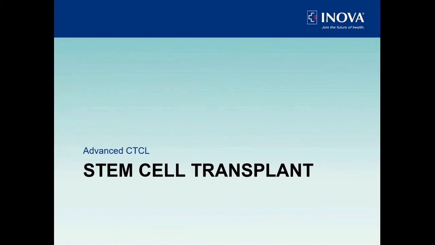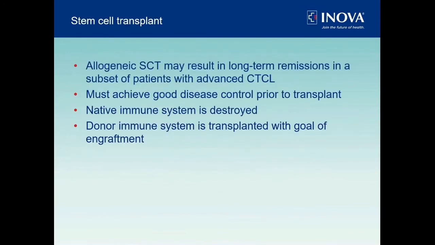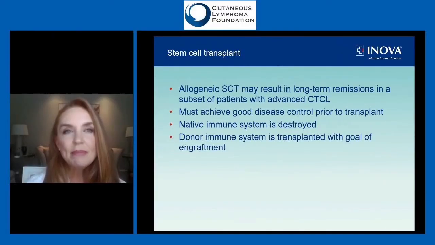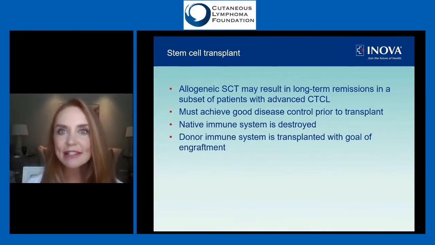Stem cell transplant. So this is the only potentially curative therapy. All of the other systemic therapies that we've discussed previously aim to achieve remission, but are not curative. So allogeneic stem cell transplant can offer you that potential long-term disease control. The interesting phenomenon here is that many people consider stem cell transplant kind of a last-ditch effort or something that you go to if you've failed multiple other therapies. But in fact, you have to have very tight disease control prior to stem cell transplant.